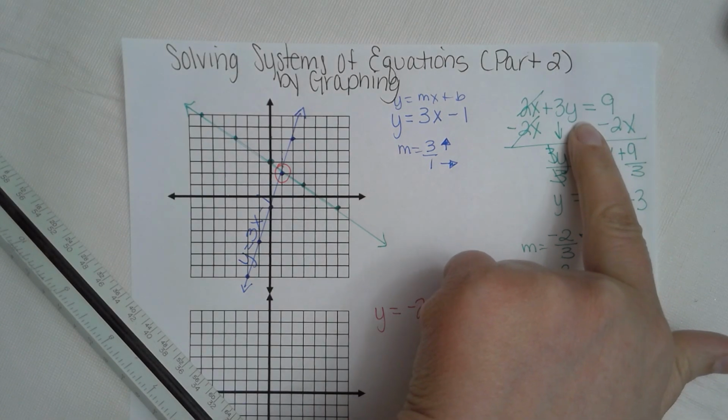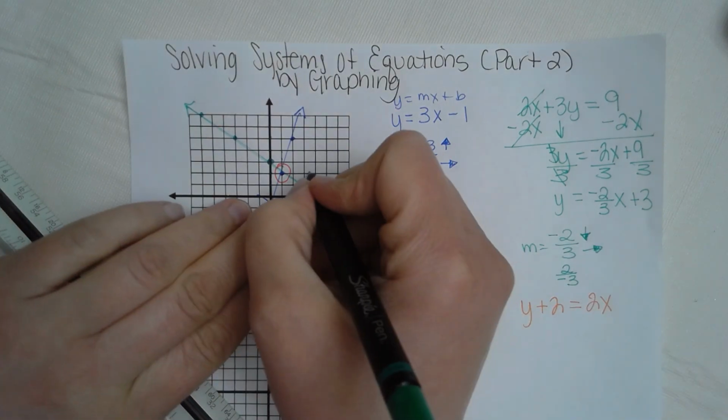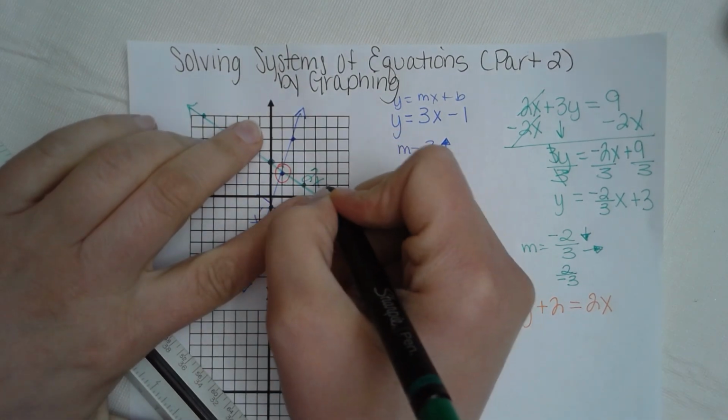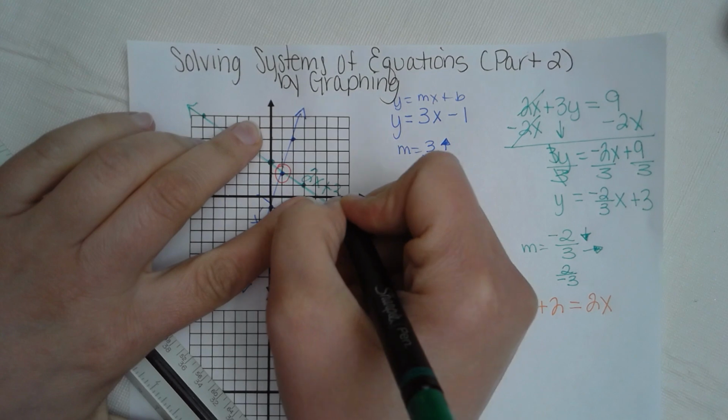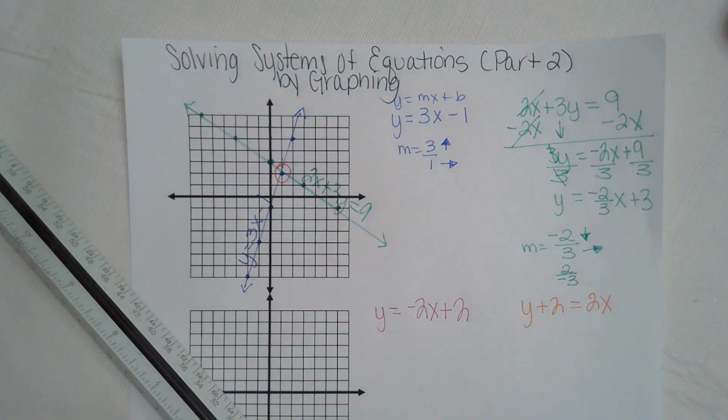even though we used the y equals mx plus b, I always want to write the original equation that we used. So I am going to label 2x plus 3y equals 9. It's important to always go back to the original.